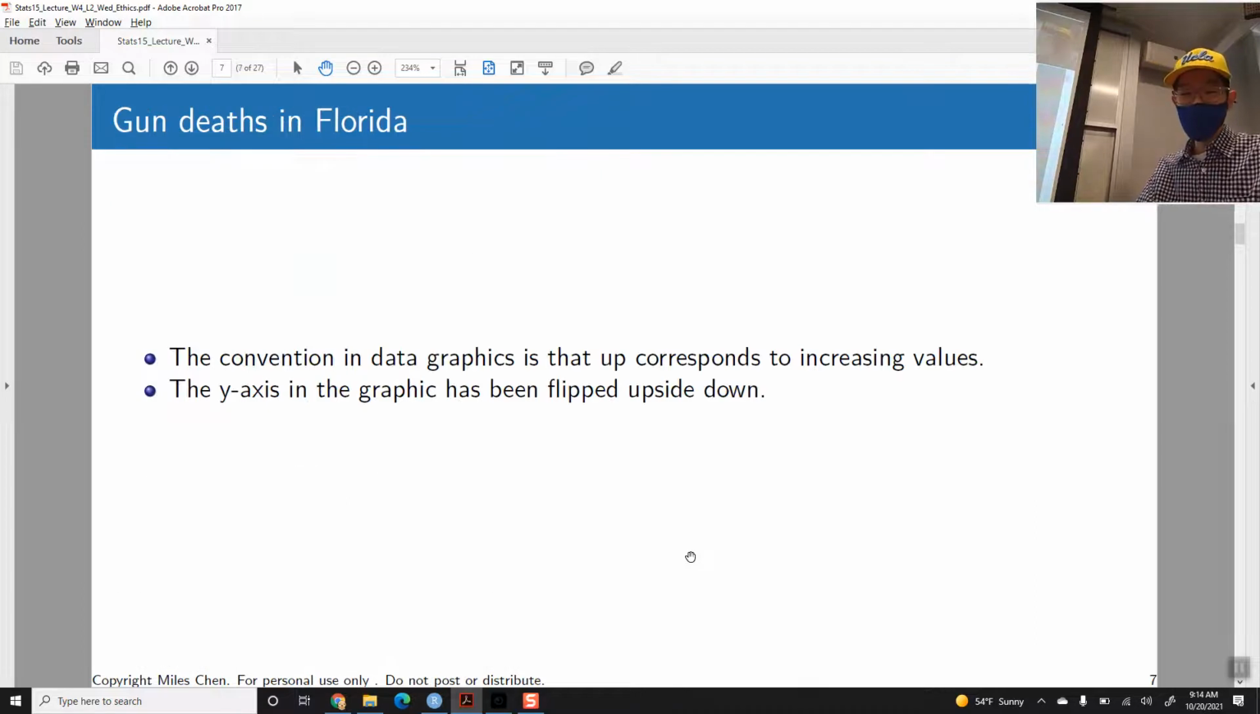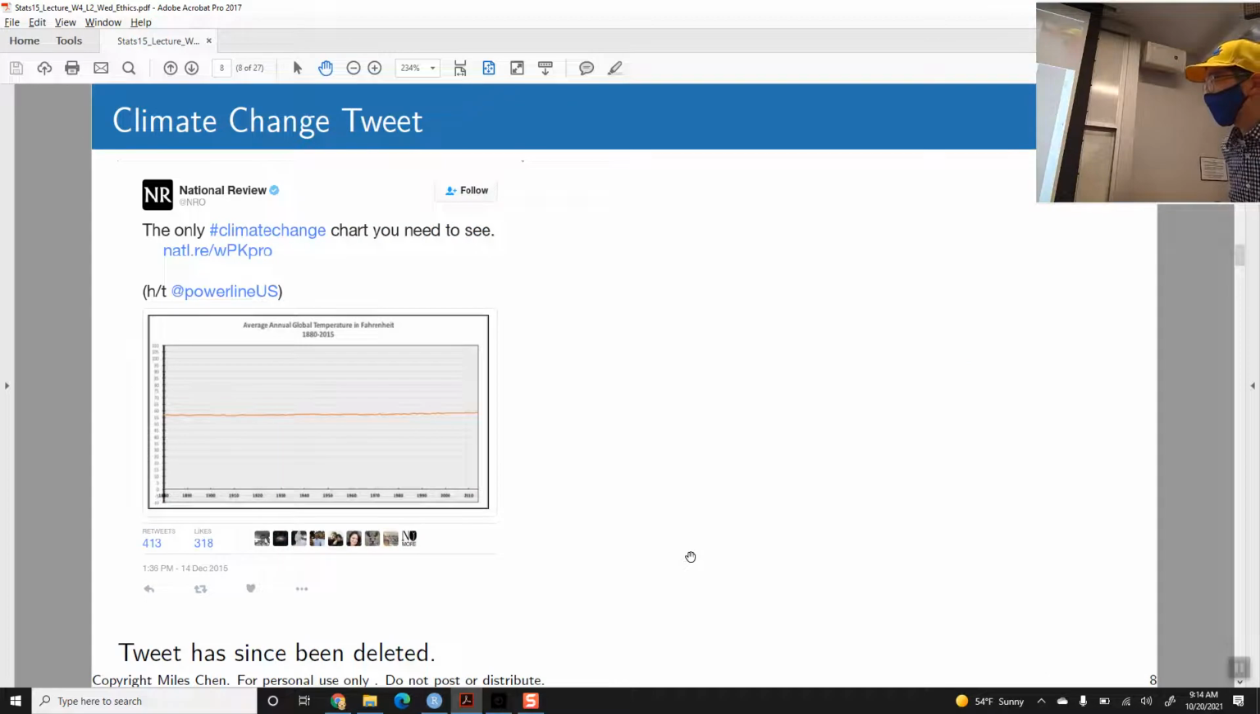So the y-axis has been flipped down, whereas the convention is that going up corresponds to increasing values. Here's another graphic that was used, okay? A lot of people noticed problems with this tweet, and they complained, and so the author of this tweet has since deleted it, okay? But it's given the caption, "The Only Climate Change Chart That You Need to See," and the title says, "Average Annual Global Temperature in Fahrenheit from 1880 to 2015."